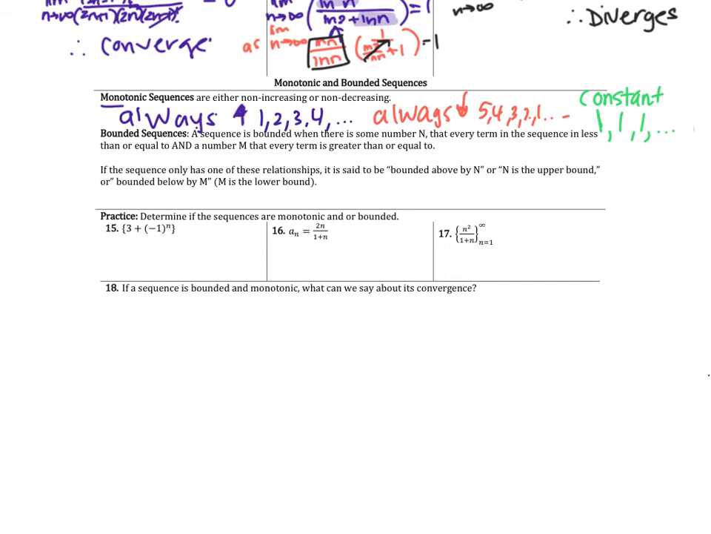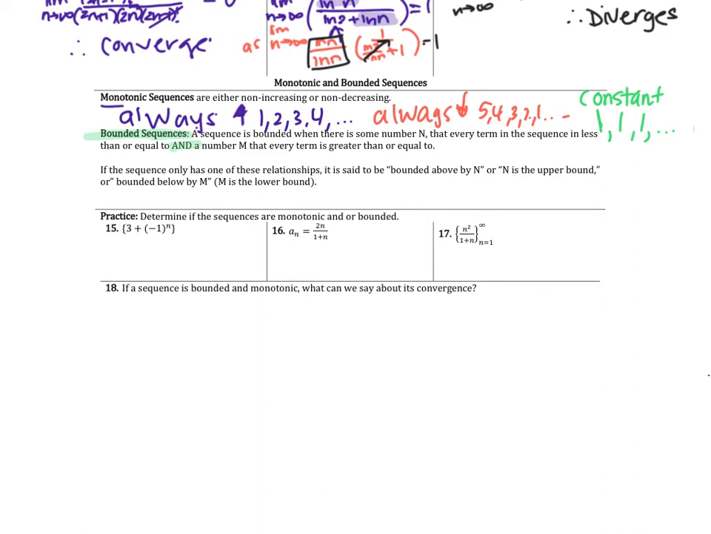The other word we're going to talk about is new, and it is bounded. A sequence is bounded when there's some number that every term in the sequence is less than or equal to, and a number that it is greater than or equal to. Basically, a sequence is bounded when it has an upper limit and a lower limit. Every term in the whole sequence falls between two numbers, this number and that number.